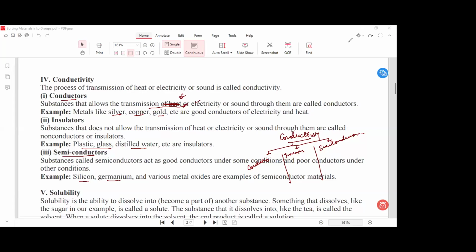Ma'am, I have a doubt. Ma'am, in insulators, it says plastic is an insulator, but when you heat the plastic, it heats up. Neha, listen, your voice is too low. Can you write your question in the chat? Okay, ma'am.